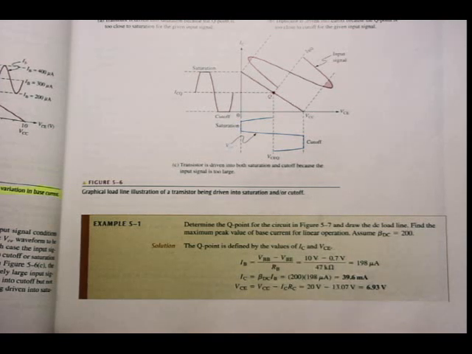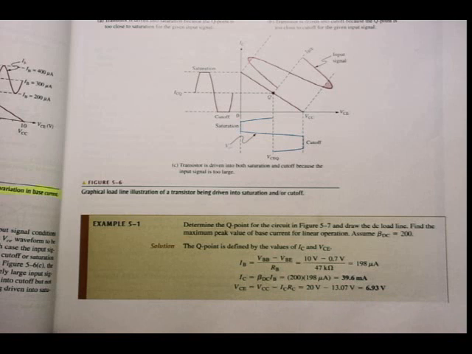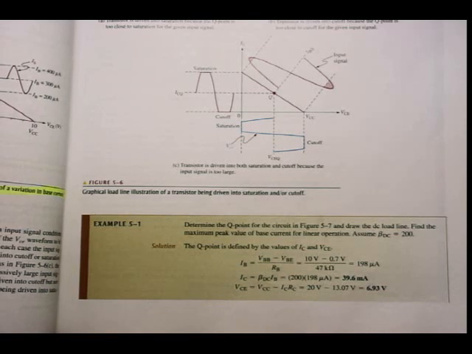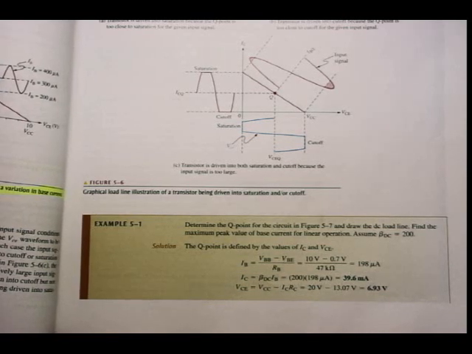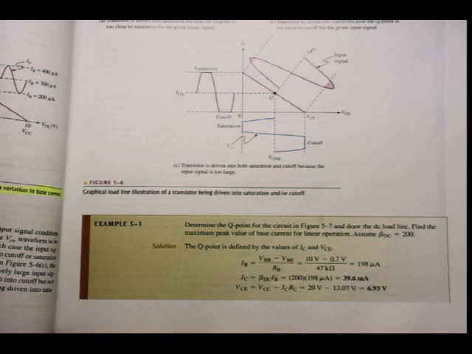IB is equal to VBB minus VBE over RB, a combination of Kirchhoff's and Ohm's laws. If I look at the circuit, I can see that the VBB supply is 10 volts. I know VBE is approximately 0.7. That's an assumption that we make. Divided by RB, 47 kilo ohms. So I get an answer of 109 microamperes.